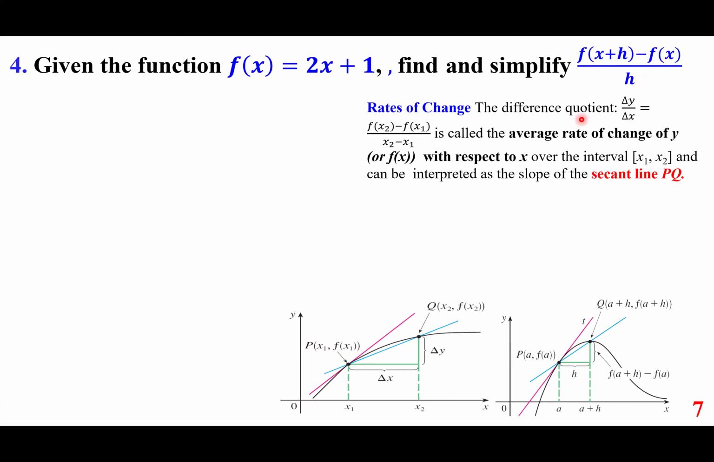The difference quotient, delta y over delta x, equals f of x2 minus f of x1 over x2 minus x1, and is called the average rate of change of y, or f of x, with respect to x over the interval from x1 to x2, and can be interpreted as the slope of the secant line PQ. So this is the secant.